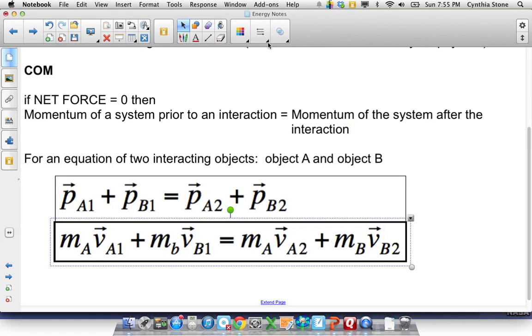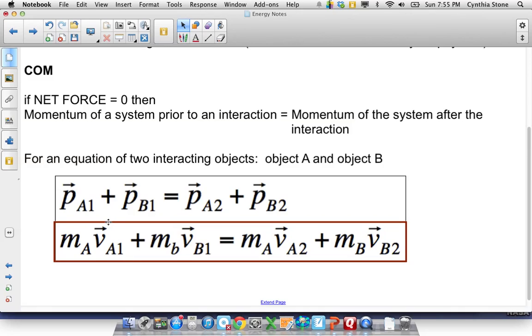This is the one. This here is just saying I have 2 objects, A and B, and this is the sum of their momentums beforehand is equal to the sum of their momentums after. But we care about it in terms of masses because we don't measure momentums, we measure masses and velocities. So these are the same equation, this is just the one we use, okay?